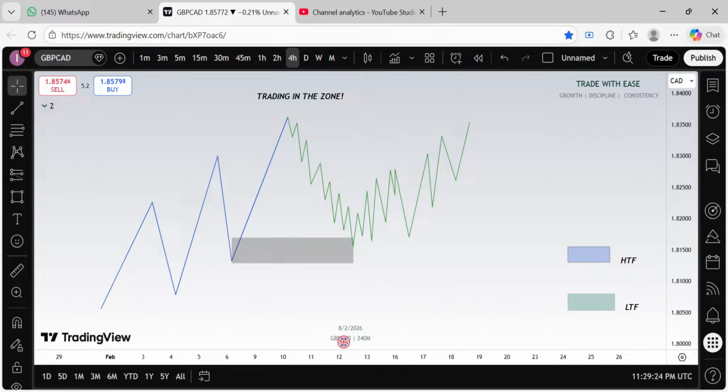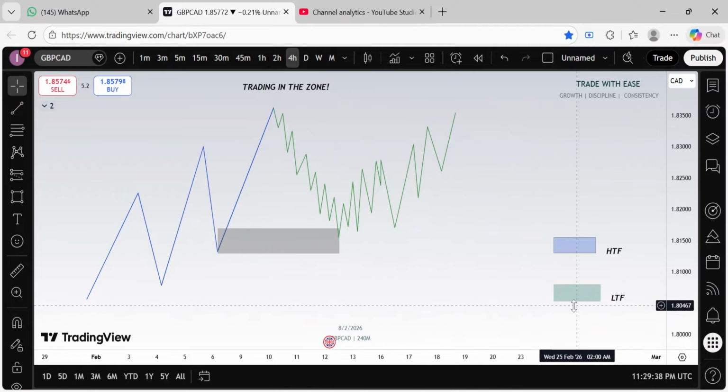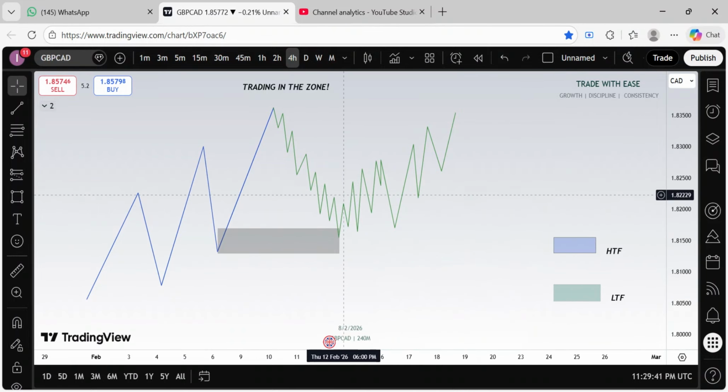In today's lecture, I'll be teaching you guys how to trade from key levels and how to avoid unnecessary losses. Okay, so let's take a look at this diagram. Now, this green color is representing the lower time frame. This particular diagram is representing the lower time frame structure, while this color is representing a higher time frame structure.